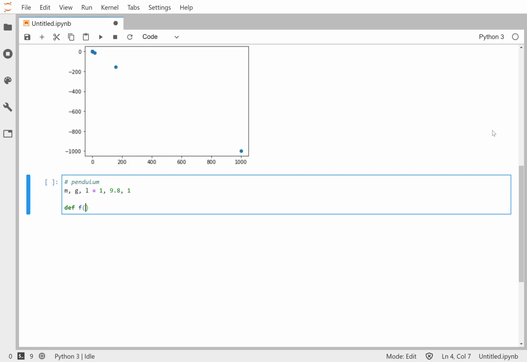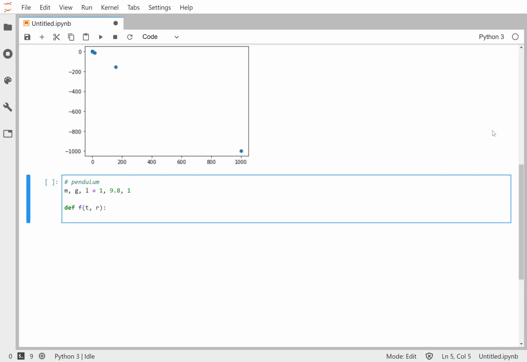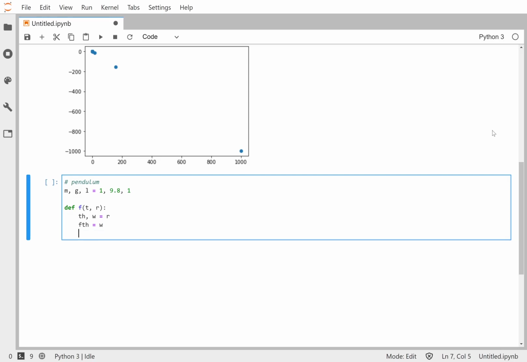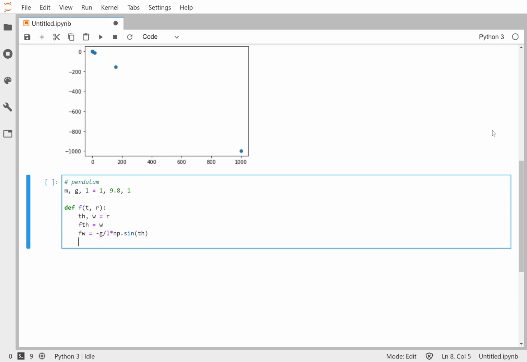Okay, so I need a function here to represent my pendulum. So that'll be a function of t and r. And we want to unpack theta and omega out of r. I want f_theta is by definition omega. f_omega is going to be negative g on L times sine theta. So that's just your typical pendulum equation. And here we want to return f_theta and f_omega.